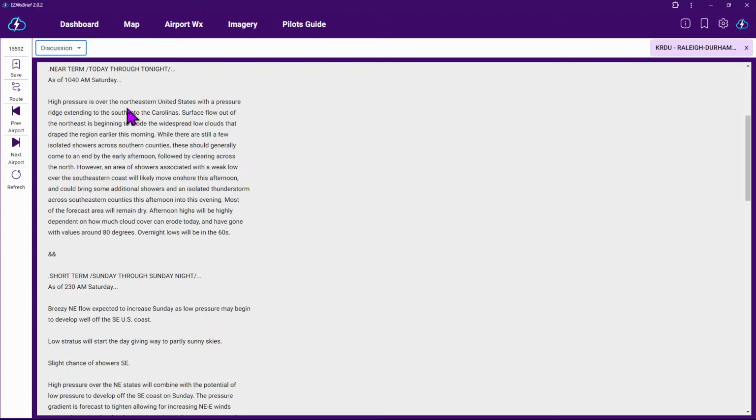So it's high pressure over the northeastern United States with a pressure ridge extending south into the Carolinas. Surface flow out of the northeast, which we saw, is beginning to erode the widespread low clouds that draped the region earlier this morning. While there are still a few isolated showers across the northern counties, these should generally come to an end by early afternoon.